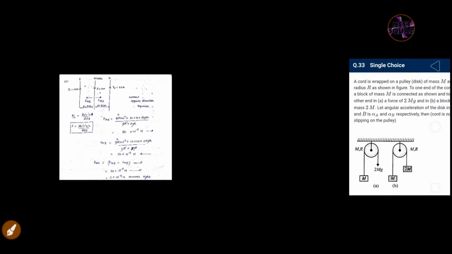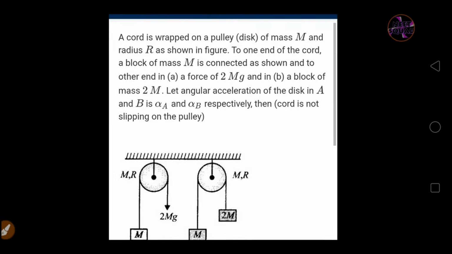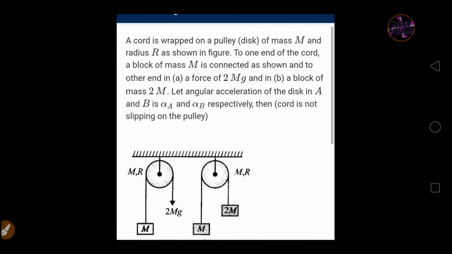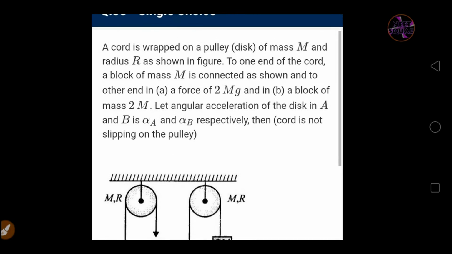Next. Then this pulley sum, there was utter confusion in that video. So kindly refer to this one.